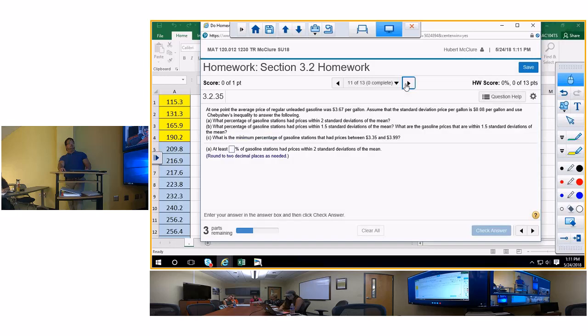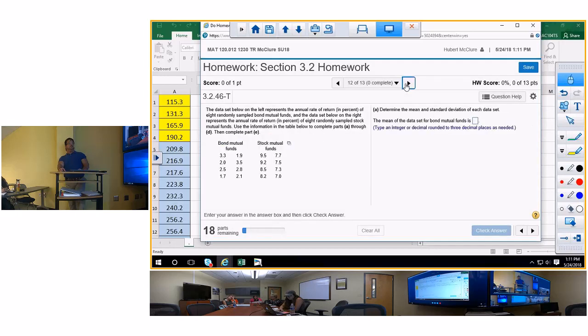Okay, let me see. Okay, that's not anymore. 3.2. Okay, what's that? That's comparing. Okay, we can do that. Open in Excel.